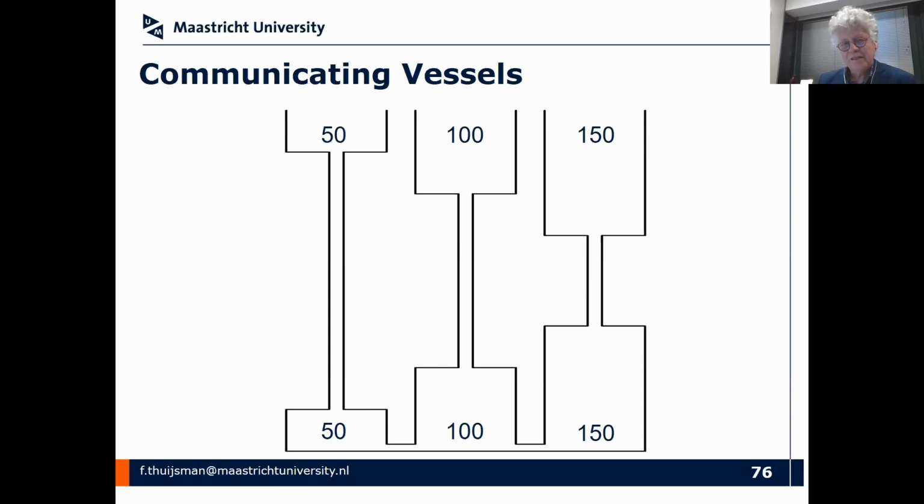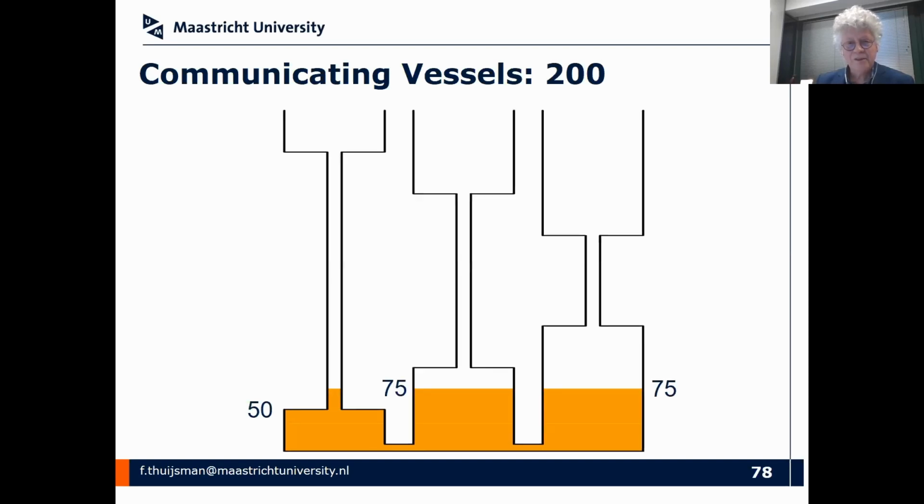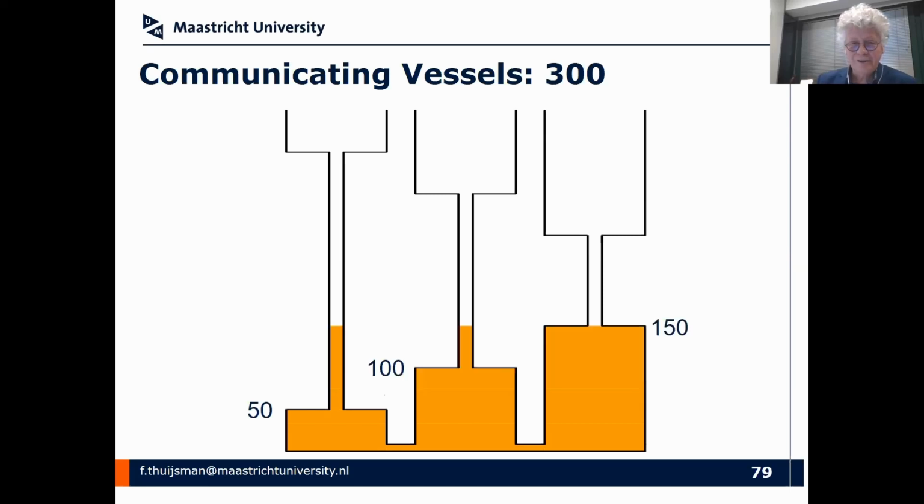So let's suppose we have vessels where the vessel on the left has a total volume of 100, 50 on top, 50 at the bottom. The second vessel has a volume of 200, 100 on top, 100 at the bottom. And the third vessel has a volume of 300, 150 on top and 150 at the bottom. Now let's see what happens if you pour in 100 units of fluid: 33 and a third in each vessel. If you have 200 units of fluid, it's 50, 75, 75. If you have 300 units of fluid, it's 50, 100, 150.